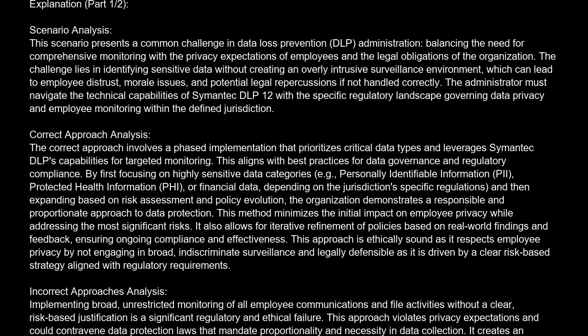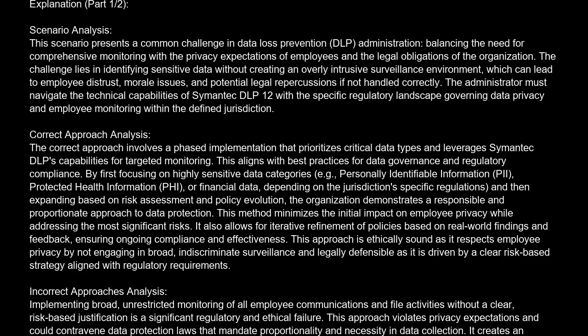Incorrect approaches analysis. Implementing broad, unrestricted monitoring of all employee communications and file activities without a clear, risk-based justification is a significant regulatory and ethical failure. This approach violates privacy expectations and could contravene data protection laws that mandate proportionality and necessity in data collection. It creates an environment of distrust and can lead to legal challenges if employees can demonstrate that their data was collected without a legitimate business need or proper consent.